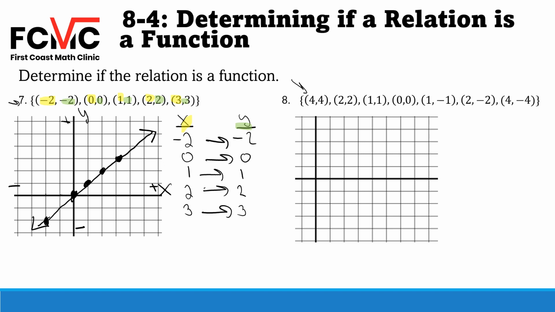So determining if this is a function, is each value in our domain, our x coordinate, paired with exactly one value in our range, our y coordinate? Well, yeah, I've got only one line coming off of each of these x values, so yes, this is a function.